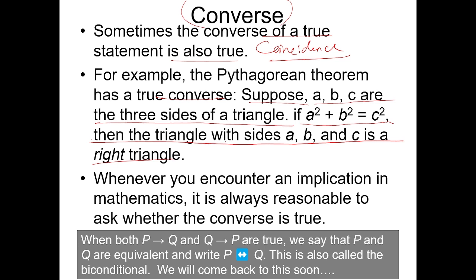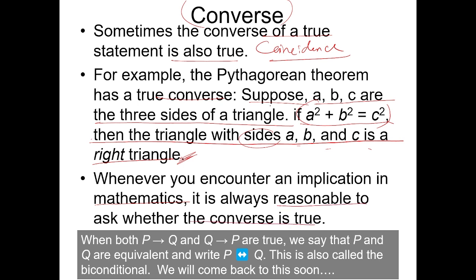Okay, so normally we know what the Pythagorean theorem is, like what is the main implication. It was that if you have a triangle with sides a, b and c, and it's a right triangle, then a squared plus b squared equals c squared. But its converse is also true. I hope you have done the proof in your geometry class of proving the Pythagorean theorem and vice versa. I hope you did the vice versa. So you could prove that. Okay. So whenever you encounter an implication in mathematics, it is always reasonable to ask whether the converse is true.